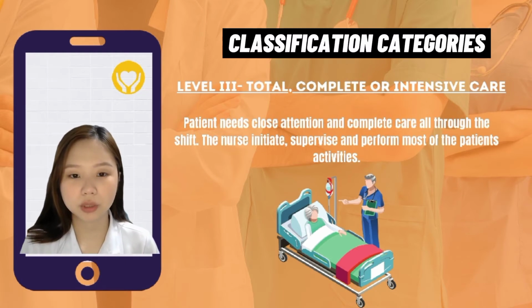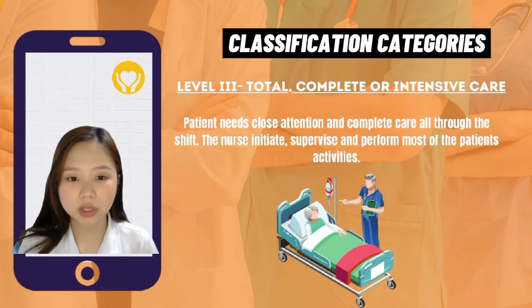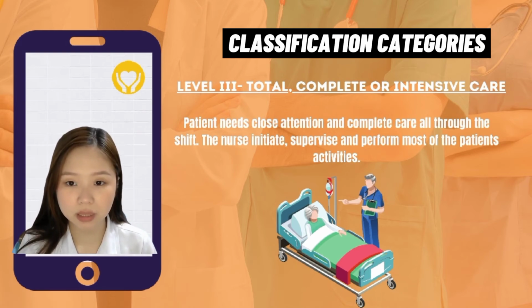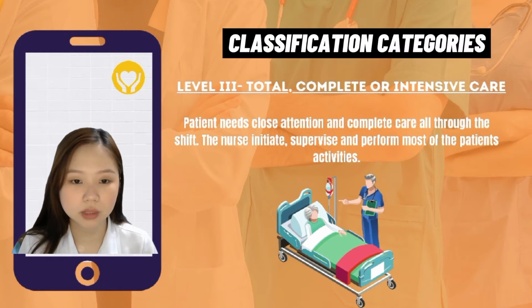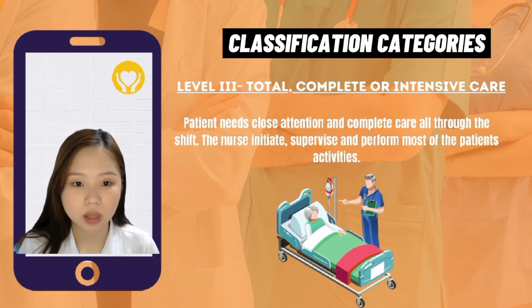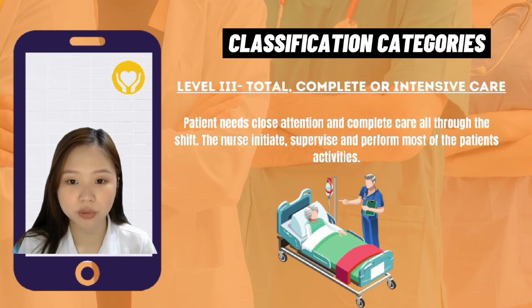Level 3, total, complete, or intensive care. Patients under this category are completely dependent upon the nursing personnel. They are provided complete bath and fed, or may be unconscious with marked emotional needs, with vital signs more than 3 times per shift, may be on continuous oxygen therapy, and with chest or abdominal tubes. They require close observation at least every 30 minutes for impending hemorrhage with hypo or hypertension and cardiac arrhythmia.